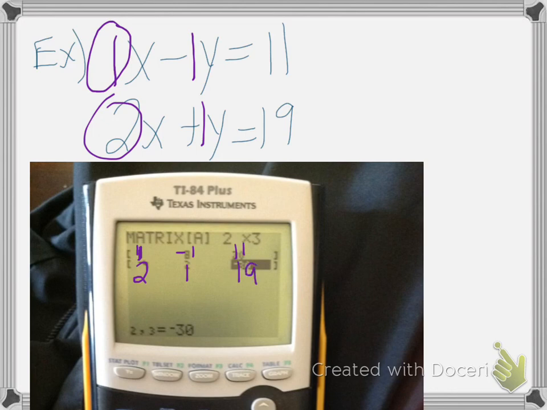And then you follow all the steps from before. And if you do everything correctly, the answer you should get is 10, -1. Hopefully you did it right. If not, go back and do all the steps again.